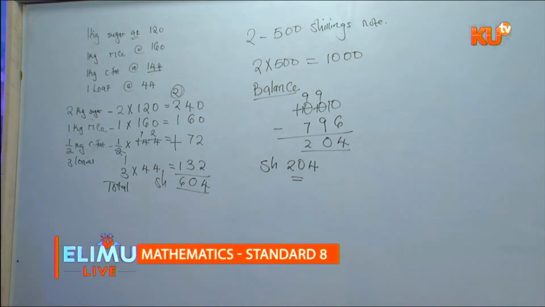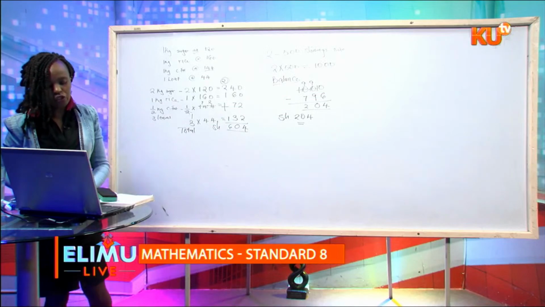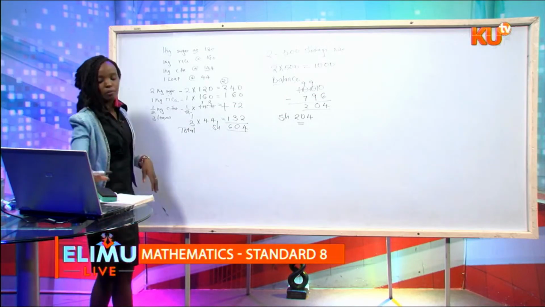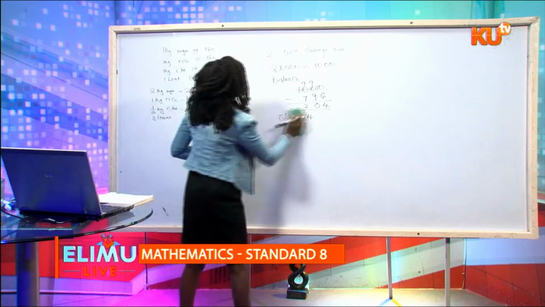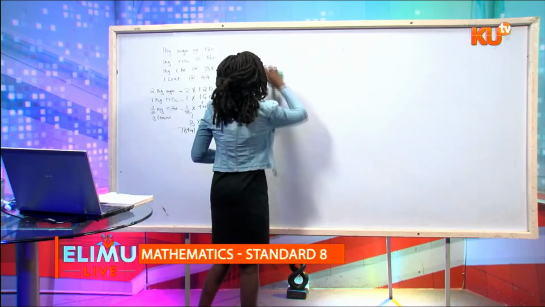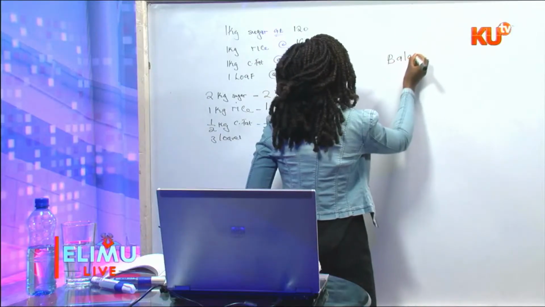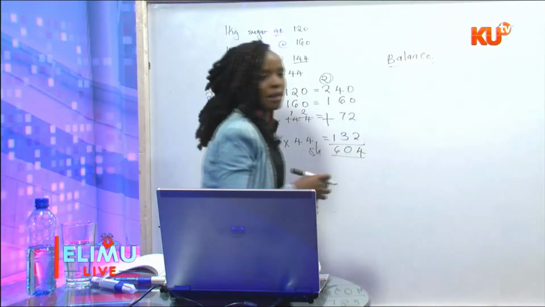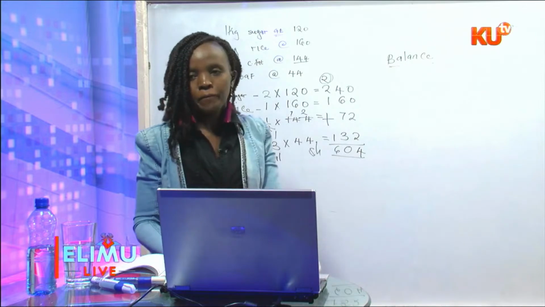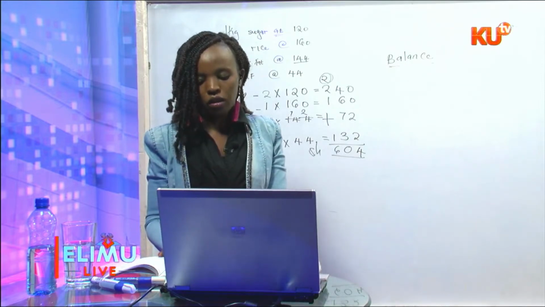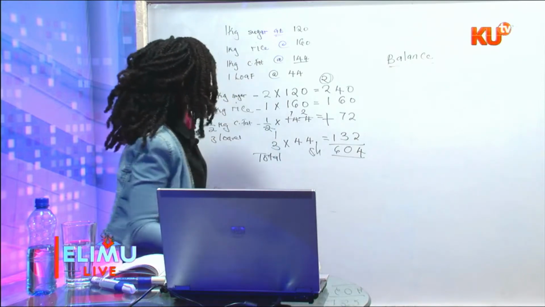Then we're told that she gave the shopkeeper a 1,000 shillings note. What balance did she get? We are calculating her balance. Remember, to get the balance, you take the amount of money that was given out minus her bill, or the total cost.